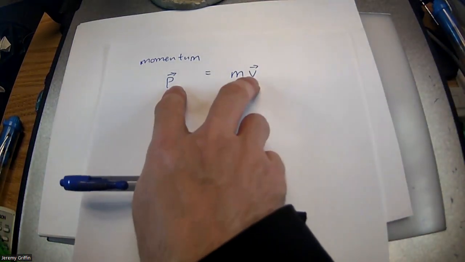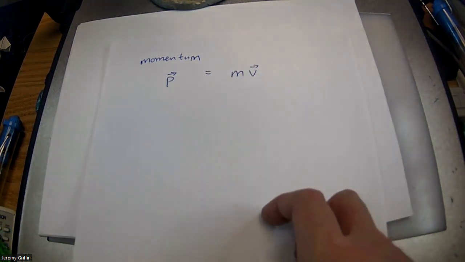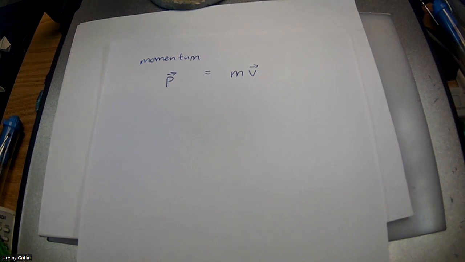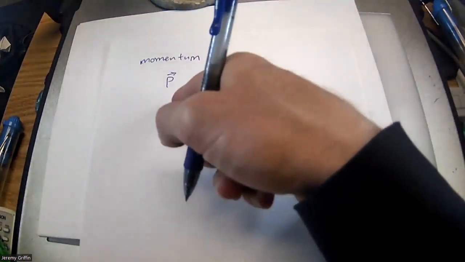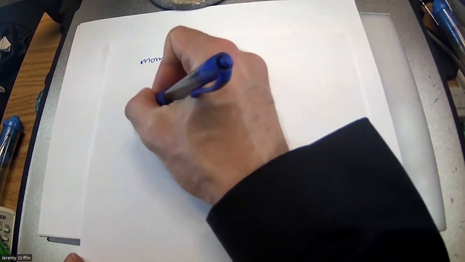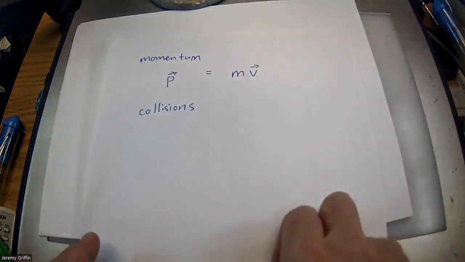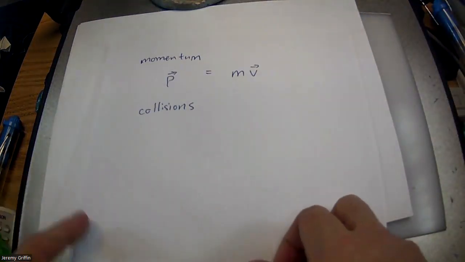And vector quantity means that the direction matters too. So if someone moves to the right, someone's moving to the left, you have to consider that. You can apply conservation of momentum to collisions. Anytime you see a collision, think of this framework, or something to do with momentum or momentum conservation.